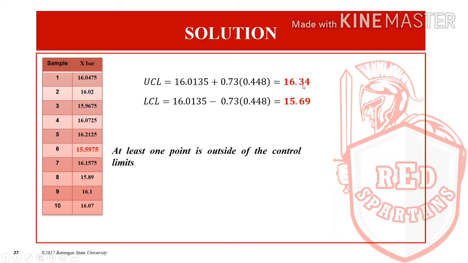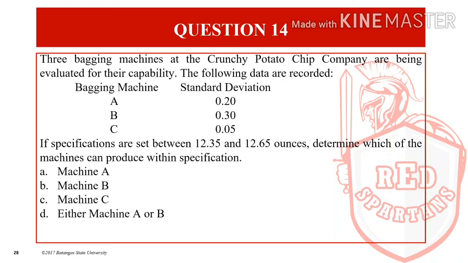So, 15.69 to 16.34. So, 16.0475 pasok, 16.02 pasok, 15.9675, so pasok pa din, 16.0725, 16.2125, 15.5975. So, nasa baba siya ng 15.69. So, 16.15, 15.89, 16.1, and 16.07. So, ibig sabihin ng ating answer, at least 1 point is outside of the control limit. So, letter C.